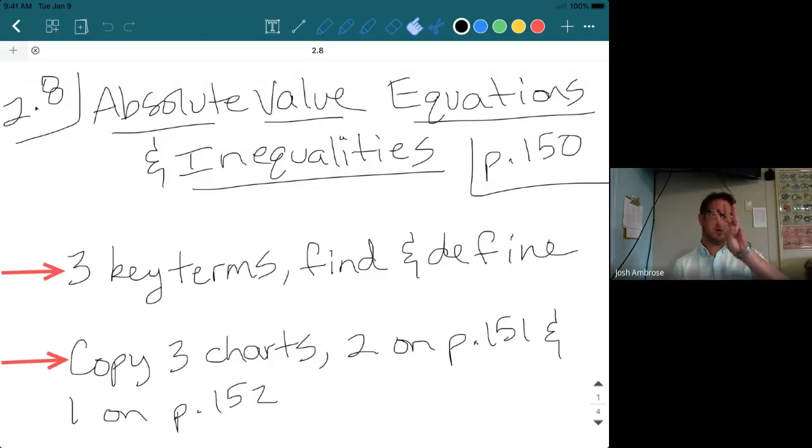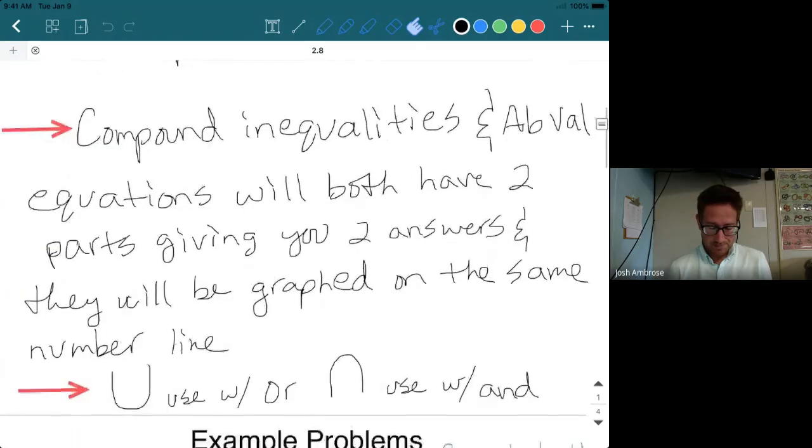The next thing, there are three charts. You got to find all three charts. There's two of them on page 151. Copy those down. There's one chart on page 152. Copy that one down, all right? Take the time to do that. Let's move in. Here we go.